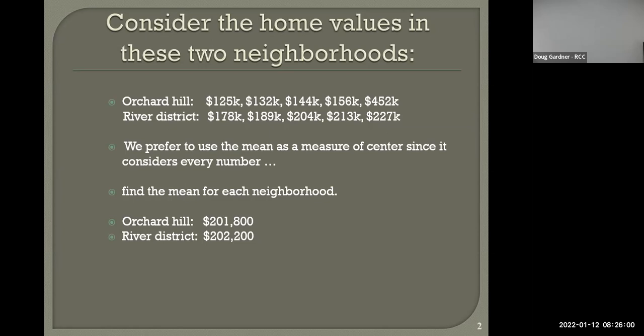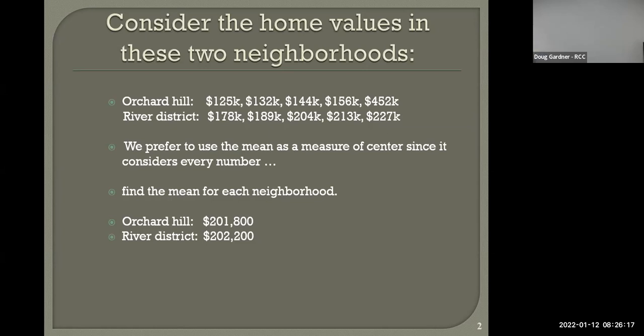But again, you look at Orchard Hill and you're like, no, it doesn't. It costs like 100 to 150 for a house, and then we're not going to buy that one expensive house. Whereas River District, 201,000, 202,000 is actually about right. That kind of is the price of the houses in that neighborhood, right? So you see how something is lost?